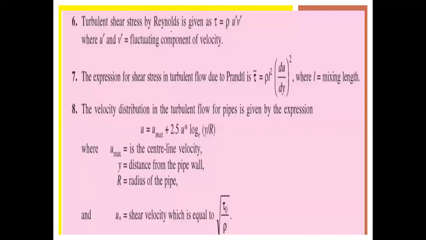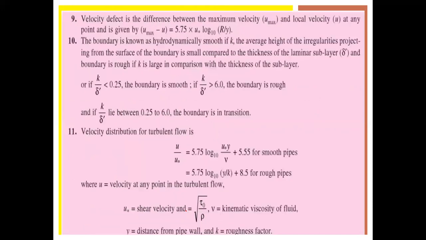Turbulent shear stress by the Reynolds number is given by the expression we have already said. This is also given, velocity distribution, these units. Velocity defect is the difference between the maximum velocity and the local velocity at any point. u max minus u is equal to this one.